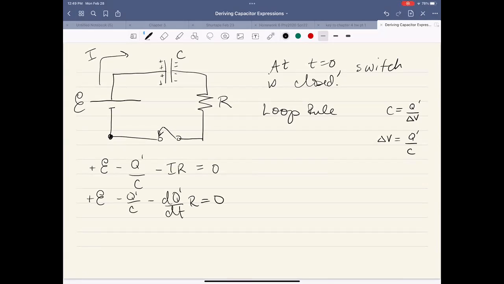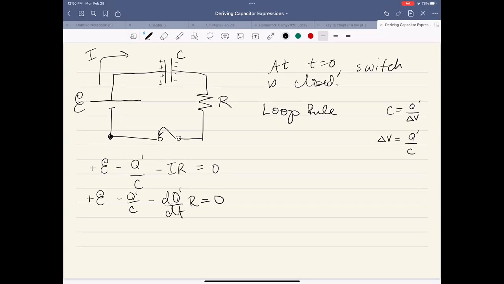This is, however, a first order differential equation. And so what we need to do is to rearrange this equation, get everything with variable Q prime on one side of the equation, things with T on the other side of the equation, integrate both sides and solve. And that's how you solve a first order differential equation. So let's go through the algebra and the techniques to solve that kind of problem.